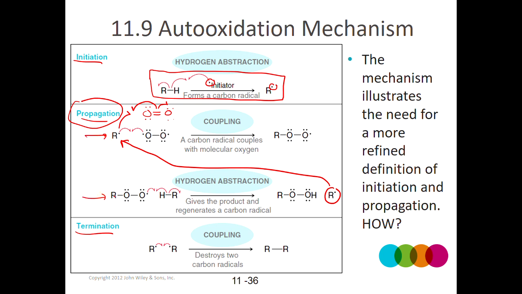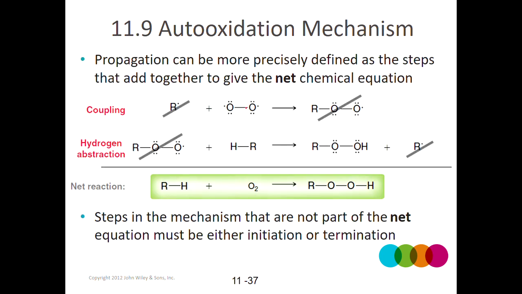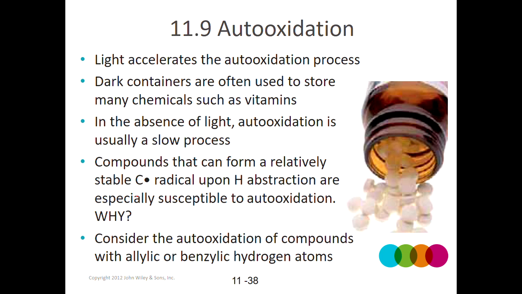So if I take these two steps and I add them together, so this is the same two steps we just saw, and then I cancel anything that appears exactly the same on both sides, I get the overall net reaction: oxygen reacting with the hydrocarbon, producing this peroxide. And that's what's left over at the end of the reaction. So these two steps of the mechanism have to be the propagation steps, because adding them together and canceling anything that appears on both sides of the arrow gives the overall net reaction that's occurring. So make sure you're able to draw that mechanism and label the steps correctly if necessary.